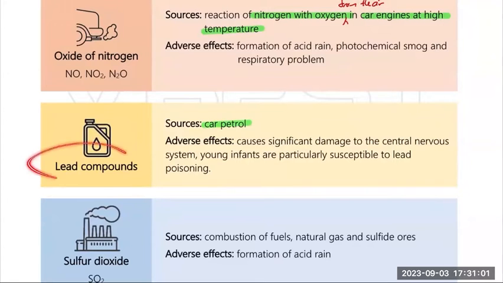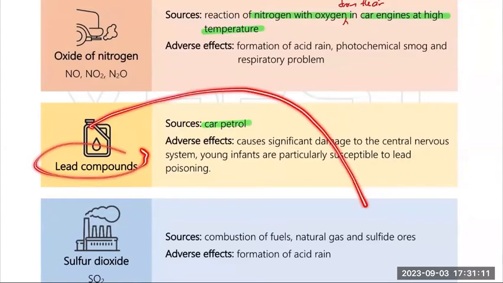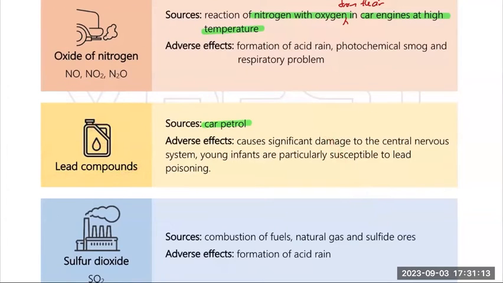What the lead compound will do is destroy your nervous system. That's all. But normally the chances are very low, because lead compound is very heavy. The moment they come out from the car engine, they already settle down. They won't go to our air, unless you purposely go to the back of the car and smell it, then it's a problem. But nobody will do that.